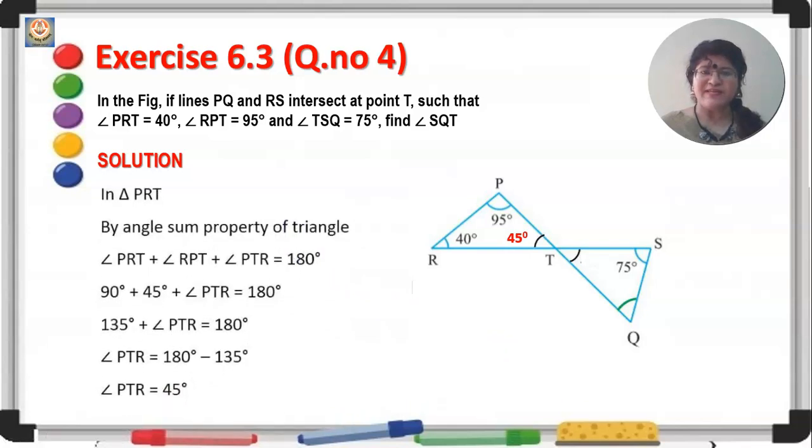So you will start off by writing, in triangle PRT, by angle sum property of a triangle. Substitute the values, and you would get measure of angle PTR equal to 45 degree. Students, I want you to make a note of this in your book. Write down these statements in your geometry notebook. Let us continue.